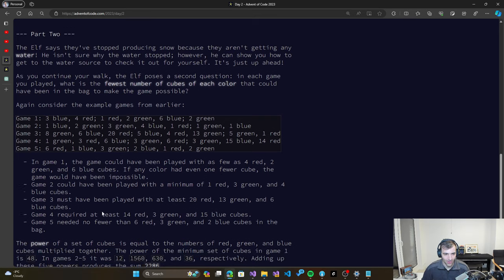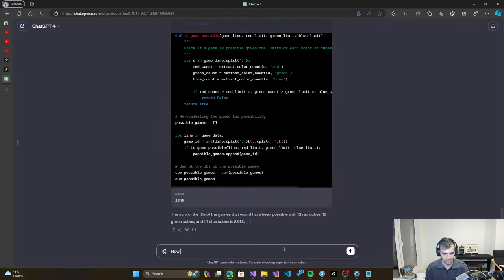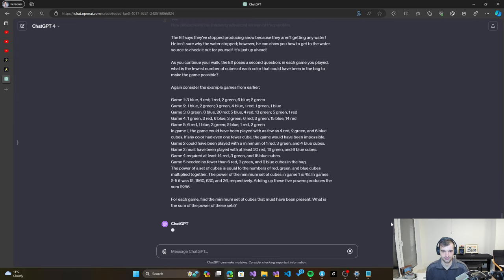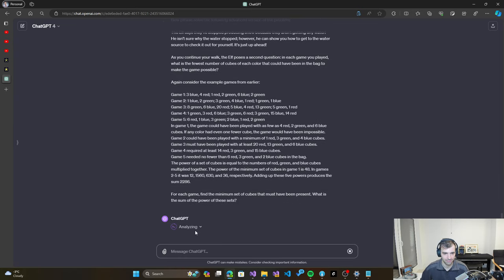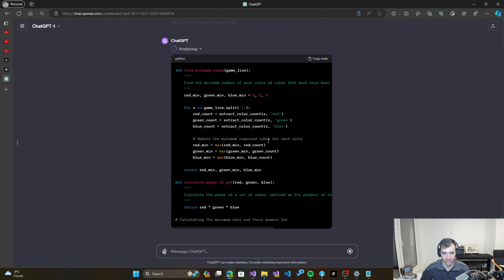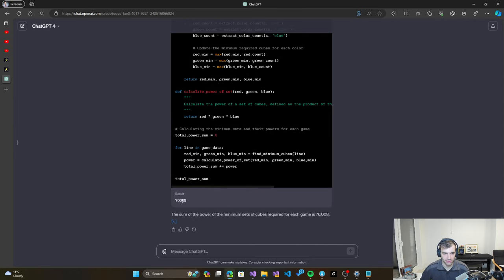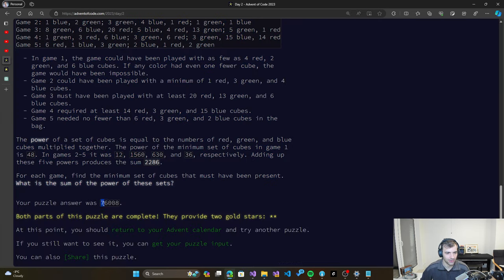Let's give it a round of applause and now give it the second part of the problem. So let's go now. So it seems promising. It's using a max function to keep up with the maximum required number. And we already have the result, which is 76,008. And let's go here and we can confirm that's the actual correct result for day two, part two.